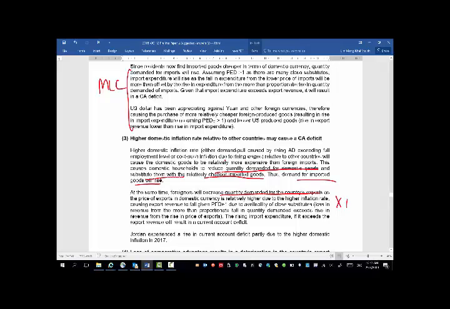So your X will decrease. Your M here will increase. So that's how we explain.